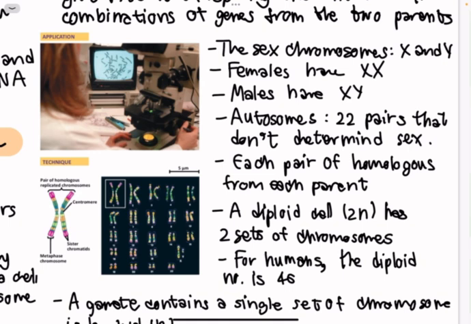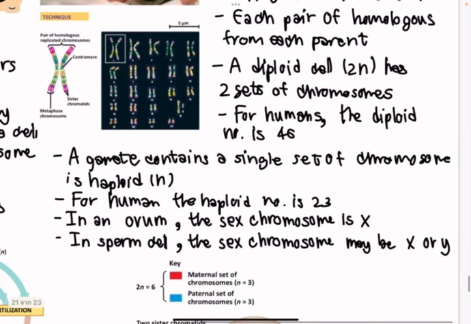A diploid cell has two sets of chromosomes. For humans, the diploid number is 46. A gamete contains a single set of chromosomes and is haploid. For humans, the haploid number is 23. In an ovum, the sex chromosome is X. In a sperm cell, the sex chromosome may be X or Y.